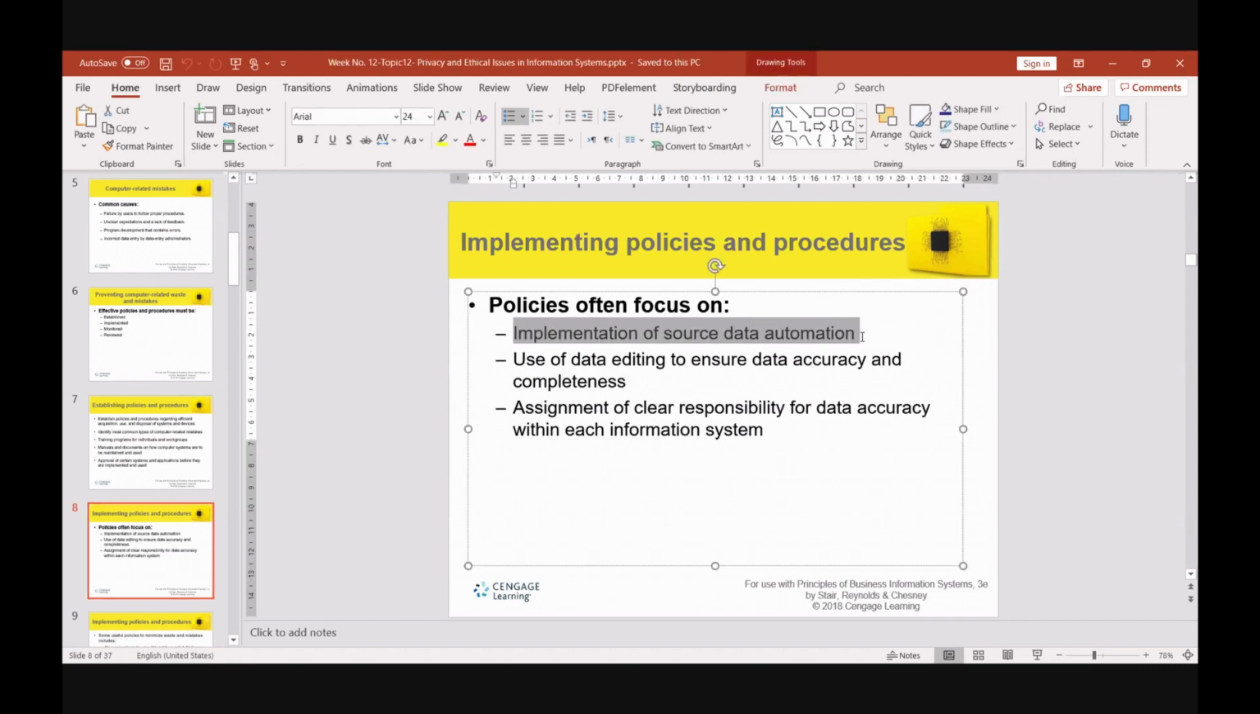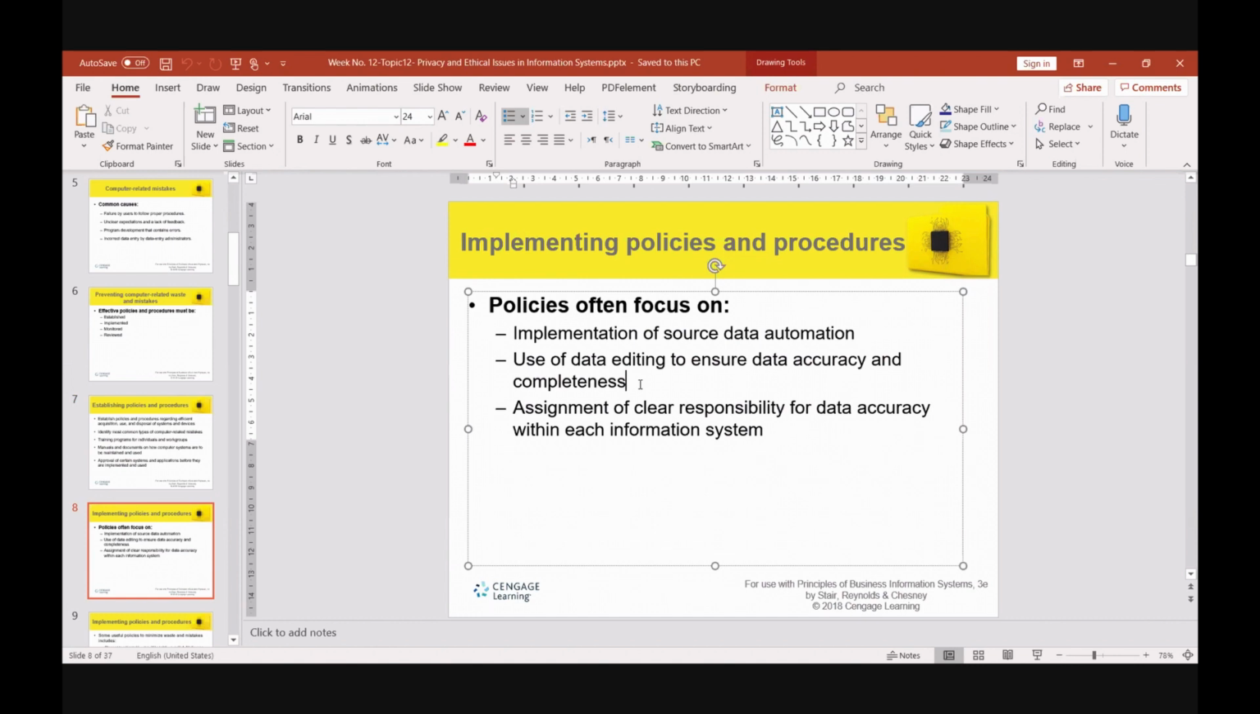So policies often focus on different things. Implementation of source data automation. If you need an input, your data is coming from some source, and if your source is automated, then it is good. It would help you in reducing the mistakes. Use of data editing to ensure data accuracy and completeness. You must ensure the data you are changing or entering is accurate and complete. We are talking about policies, what kind of policies and what benefit we can get from policies. So your policies must focus on these things.